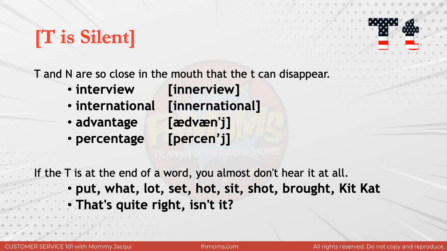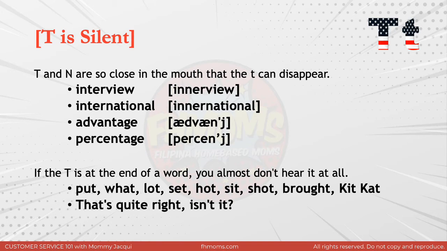Rule number 3, T is silent. The letters T and N are so close in the mouth that the T can disappear. And you probably hear this all the time with those call center agents. You say interview, international, advantage, percentage. I know it sounds weird again, but if you try to practice it several times, you'll be more comfortable with how it sounds.